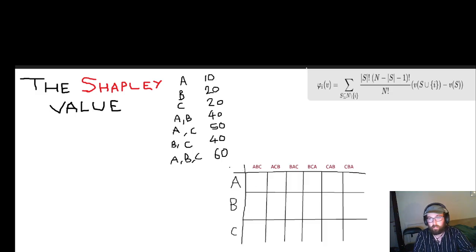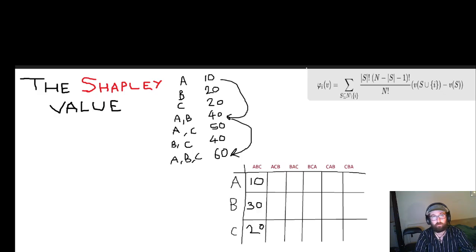Now, person A joins first in the scenario. So if it's just person A in the business, they're making 10. When person B joins, we're going to go from 10 to 40. So person B is adding 30 of value. And then when person C joins, we're going from 40 to 60. So they're adding 20 of value. And we're going to keep filling out the table in this way.